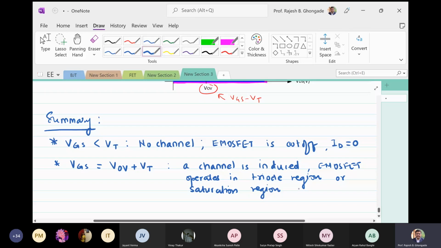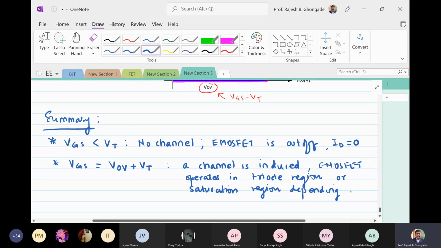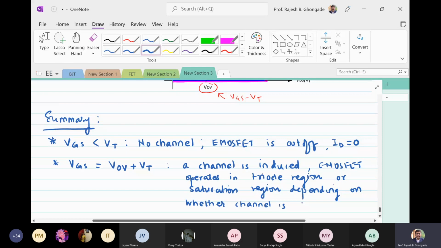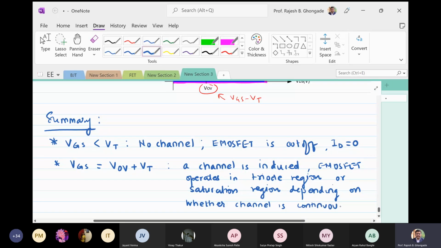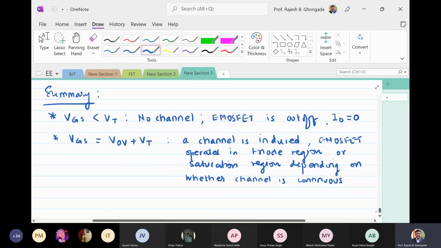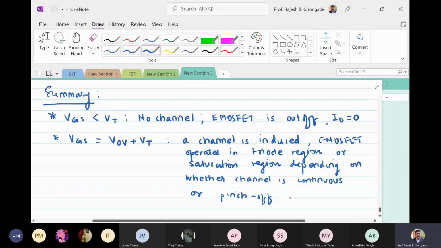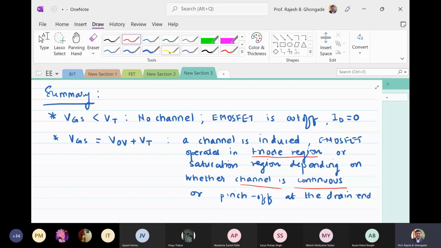Depending on whether the channel is continuous, so when the channel is continuous, it is in the triode region, or pinched off at the drain end. So if the channel is continuous, it will be in the triode region, and if it is pinched off at the drain end, it will be in the saturation region. ये बात समझ.